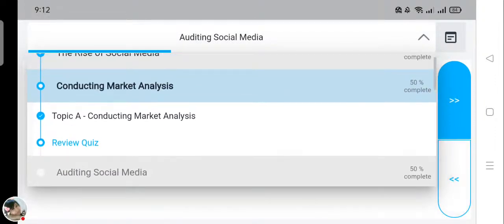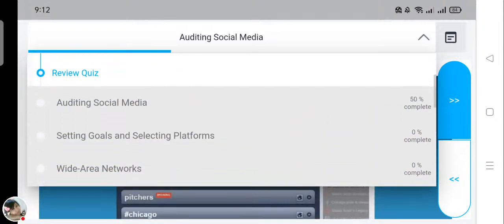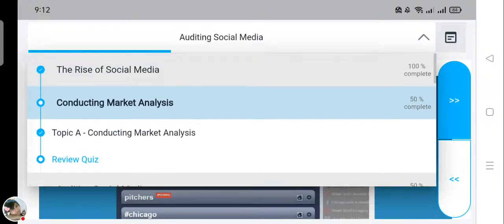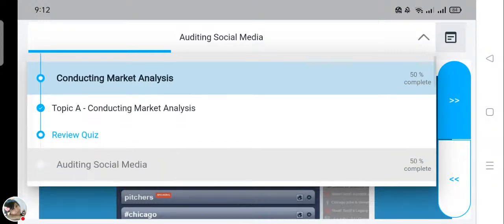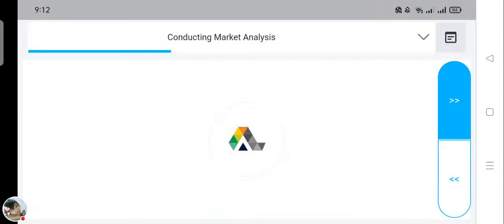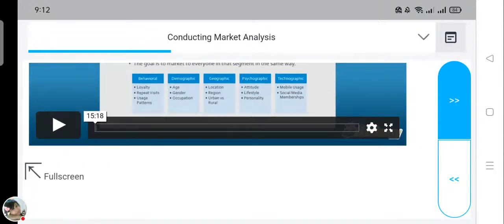So, bakit 50% pa rin ako dito sa nakatapos na nga ako. Tapos na ako dito eh. Sa topic ng conducting. Tapos na ako dito. Ito yung kanina eh. Na 15 minutes.